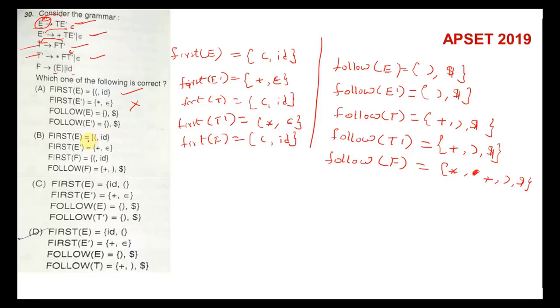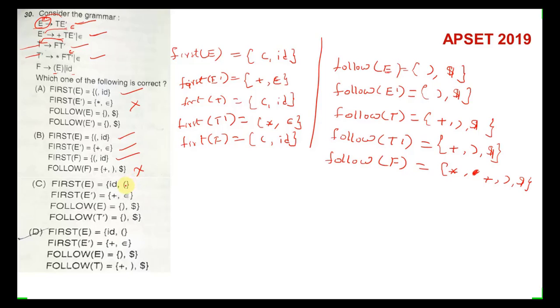Now see option B: first of E is opening bracket, ID, yes it is true, and see the first of E', what is the first of E'? Plus, epsilon, yes it is also true. And the first of F is given here opening bracket, ID, and here the first of F is also opening bracket, ID, so that is also true. And follow of F, what is the follow of F? Plus, closing bracket, dollar. Now see that follow of F, it contains the star also, so here the follow of F is wrong, so option B is a false statement.